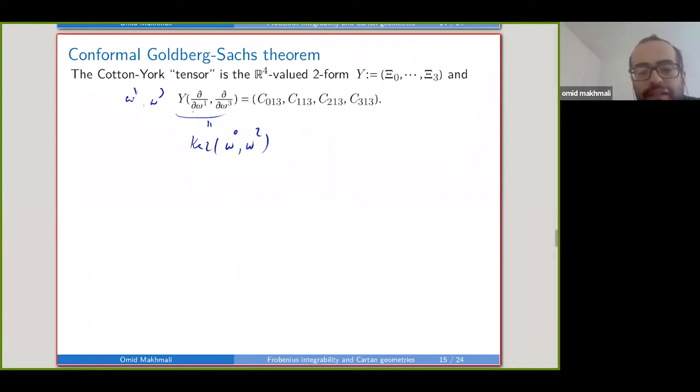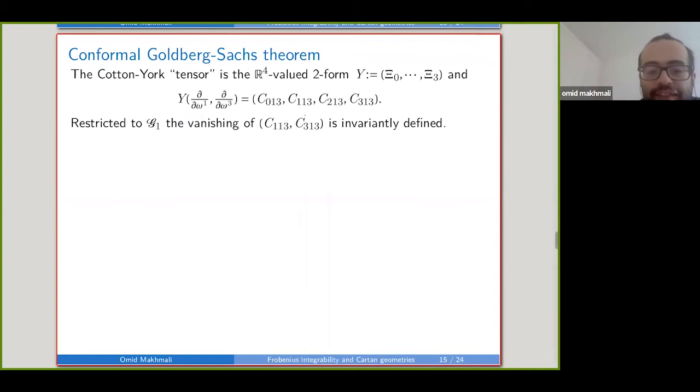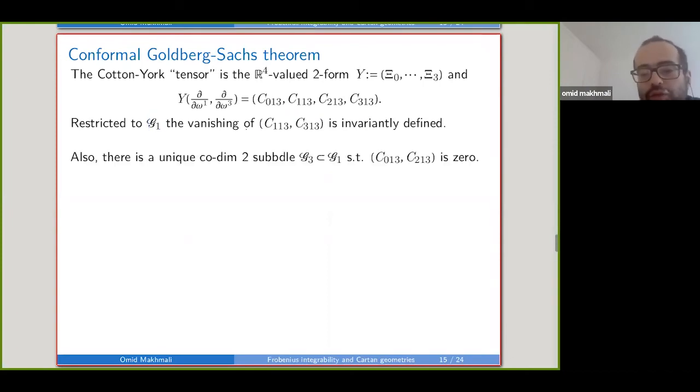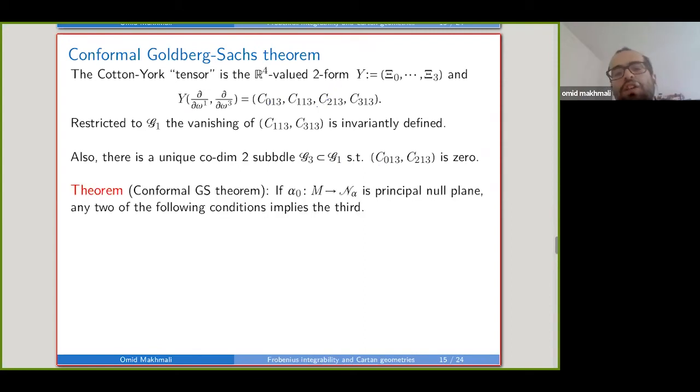So if we evaluate the Cartan tensor at these planes, these are the four components of the Cartan tensor. The vanishing of these two components is well defined when we work on G1. And for the other two, you can always find a two-dimensional reduction of G1 such that these two are zero. They can always be set equal to zero.